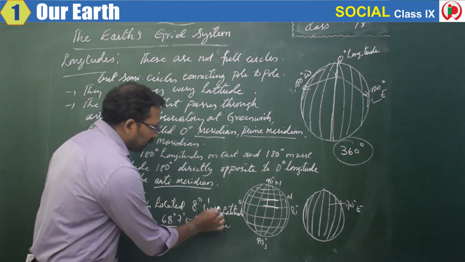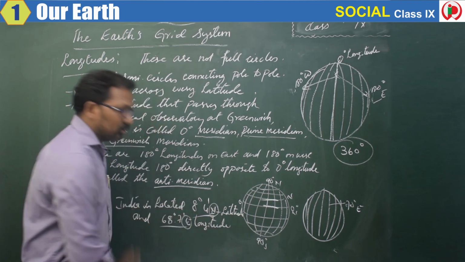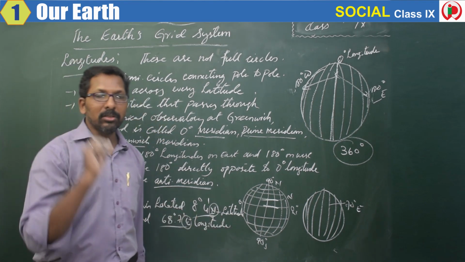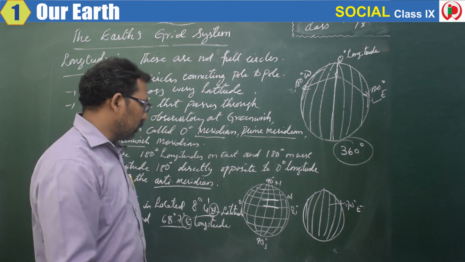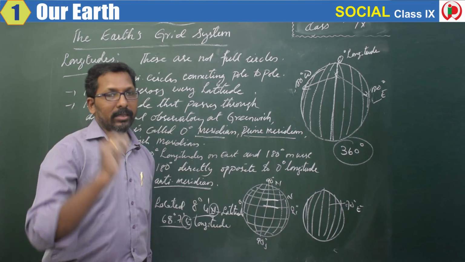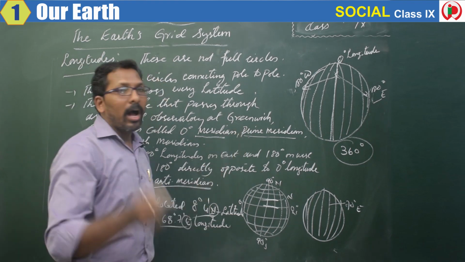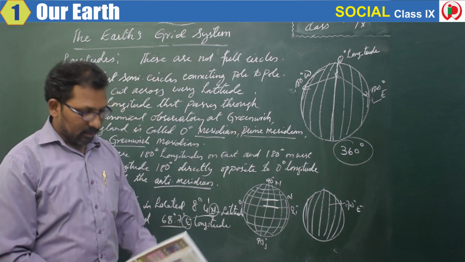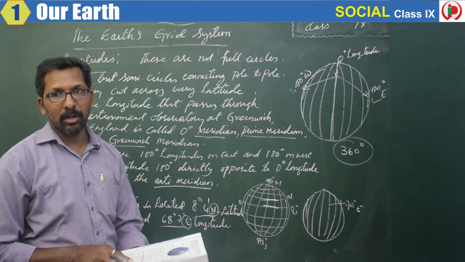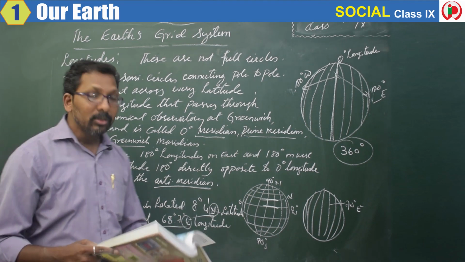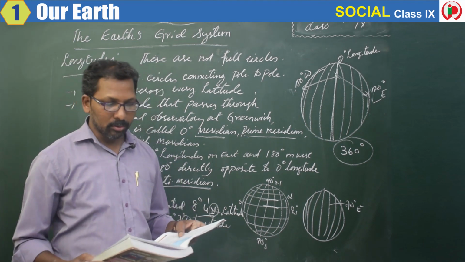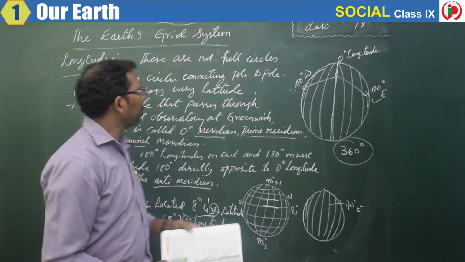So here I have mentioned the direction. We compulsorily have to mention the direction in which particular direction they are located. So hope you have understood. The next topic we are going to discuss is how to find the time of a place by using the longitudes.